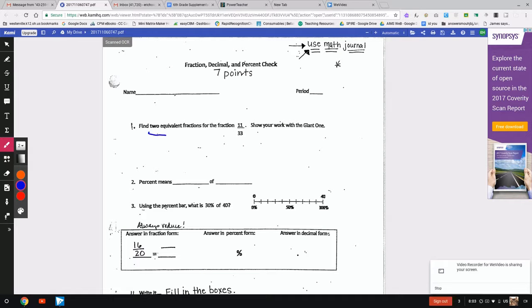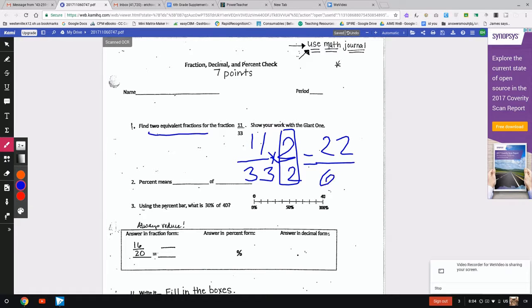First question right here, we're looking for two equivalent fractions of 11/33. So again, easiest way to do this, draw out your 11/33, use your giant 1, and think what are you going to multiply it by to get an equivalent. Remember, what you do on top, you do on the bottom. So for instance, if we multiply them both by 2, you get 22 over 66. Or you can go the other route and reduce the 11/33. Again, you only need 2, so I gave you 1 right there. Use the giant 1, show your work.